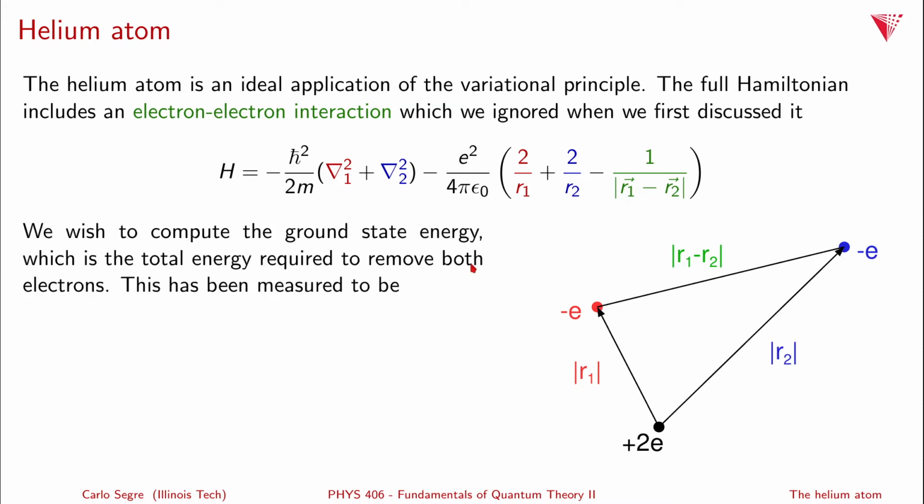We want to compute the ground state energy, which is the total energy required to remove both electrons. And we know what this measured value has been. It's minus 78.975 electron volts.